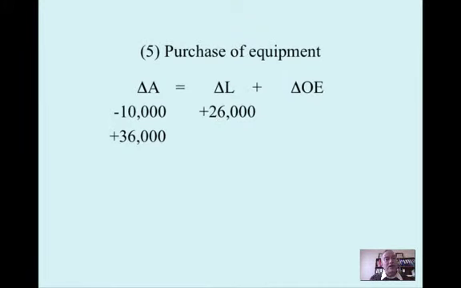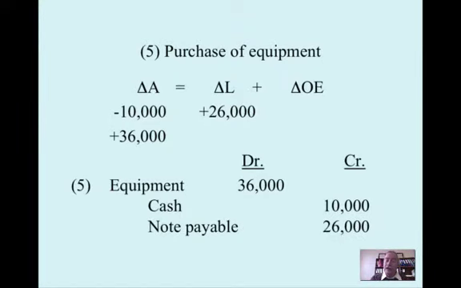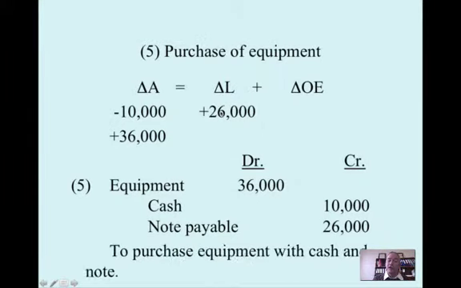Let's do this in terms of the journal entry and how it gets recorded in our books. That is, it's going to be a credit to the cash for $10,000 to reduce that cash. And we're also going to be increasing the equipment, a debit to equipment for $36,000, and a credit to notes payable to increase how much we owe. And of course, we're going to put an explanation down there in English: to buy equipment with cash and a note.